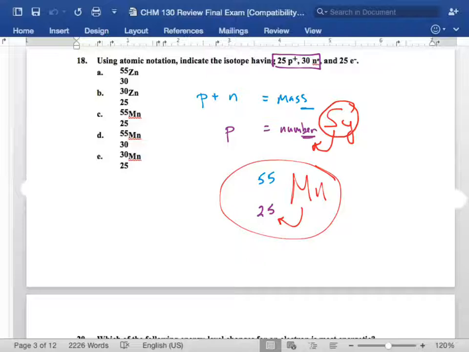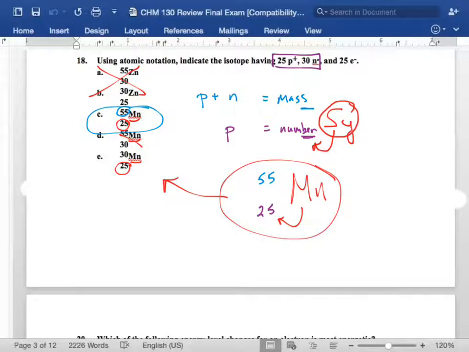Now that I have that information, I scan through my possible answers. The first two are wrong. I've got manganese for the last three. 25's in the lower left, which is good for those two, so this one's wrong. 55 in the upper left, there's my answer. Make sense? So you have to remember the location of where those pieces are. If you look at the other choices, notice they could easily be confused.